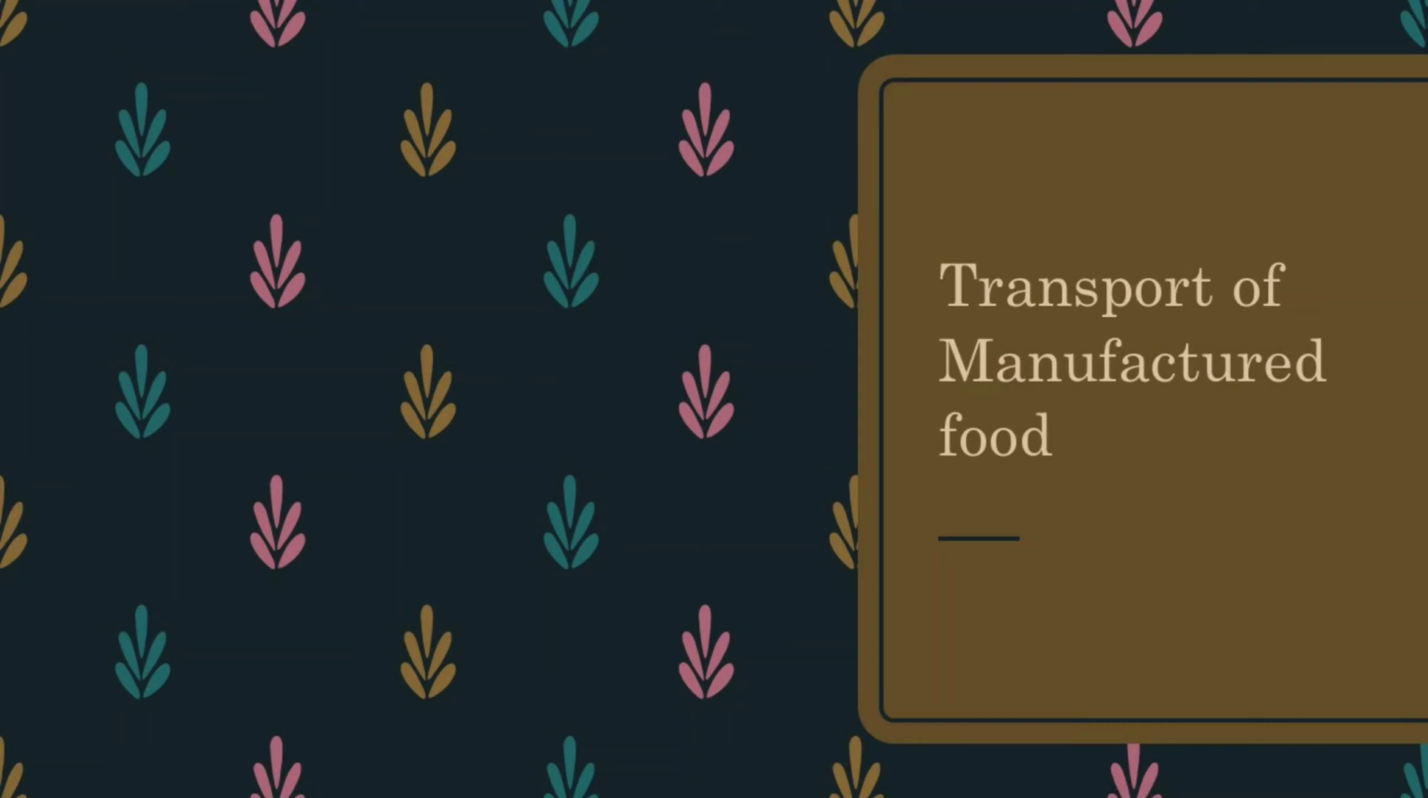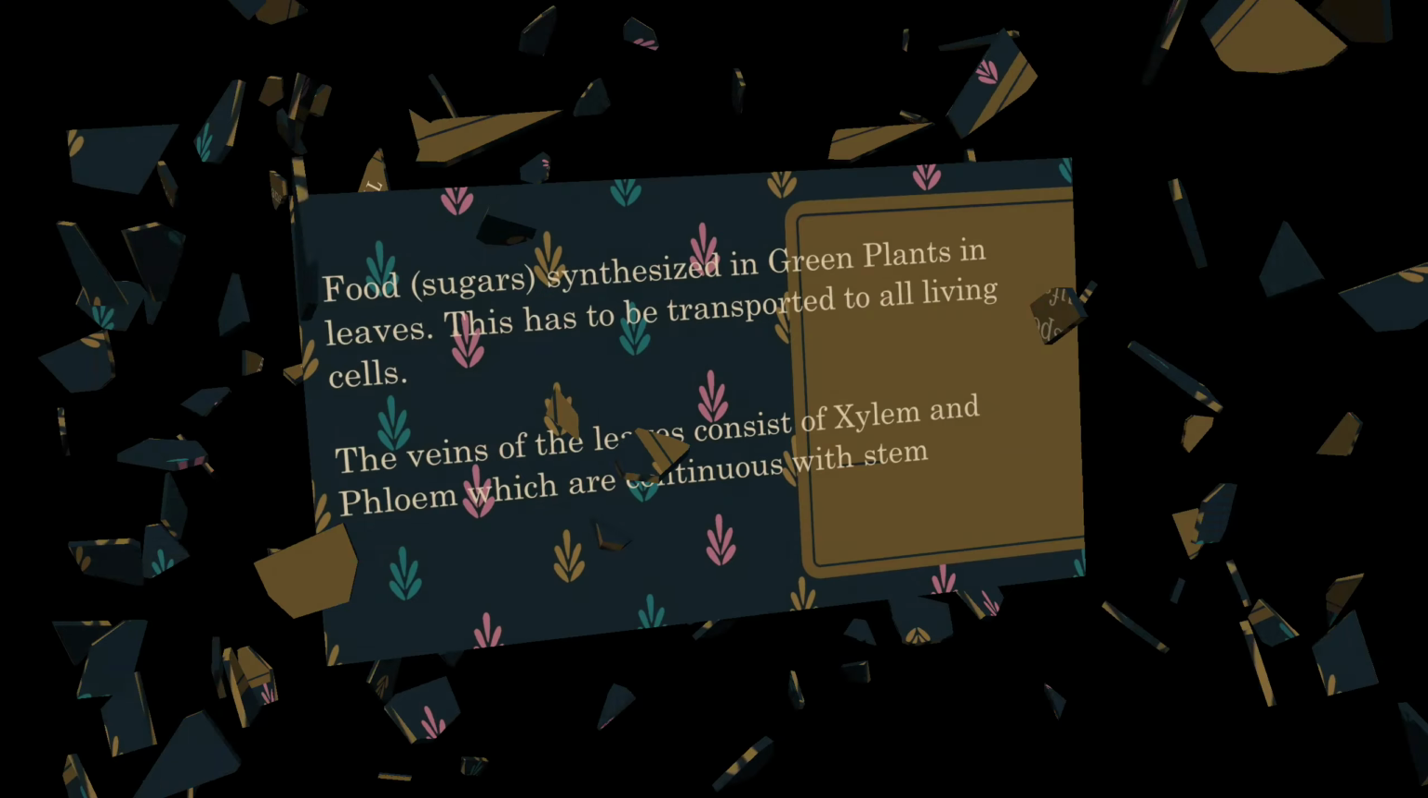We have seen how the salts are transported in the plant. Now, the food materials synthesized by photosynthesis should be transported in the plant. Now, we will see how these food materials will be transported from the point of synthesis to each and every part of the plant.